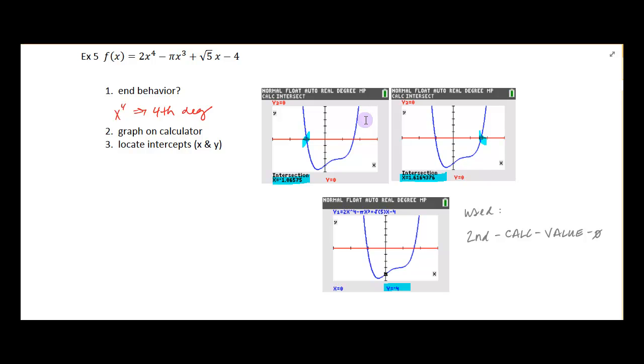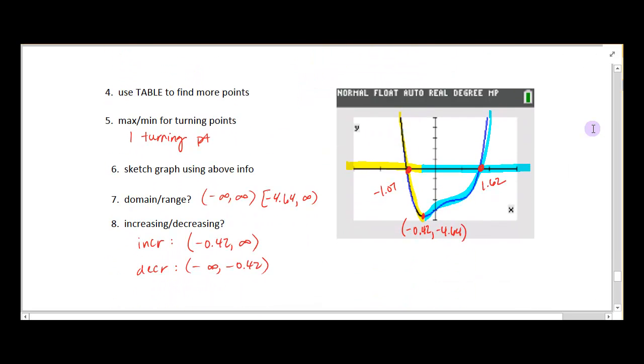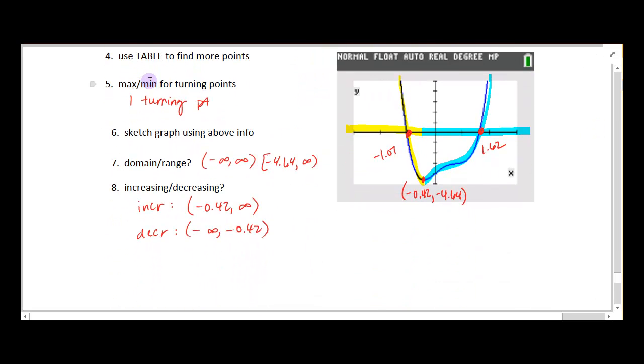And using the intersection tool along with my horizontal axis right here, or horizontal line, I can find both x-intercepts, and then using the second calc value function, I can find the y-intercept. So I have all three of those intercepts located here on this graph. The next thing that I want to do is use the calculator to find the max and the min for the turning points. Now this function only had one turning point, one place where it actually changed from a negative value to a positive value. So this was a min, and I used the calculator to find that.